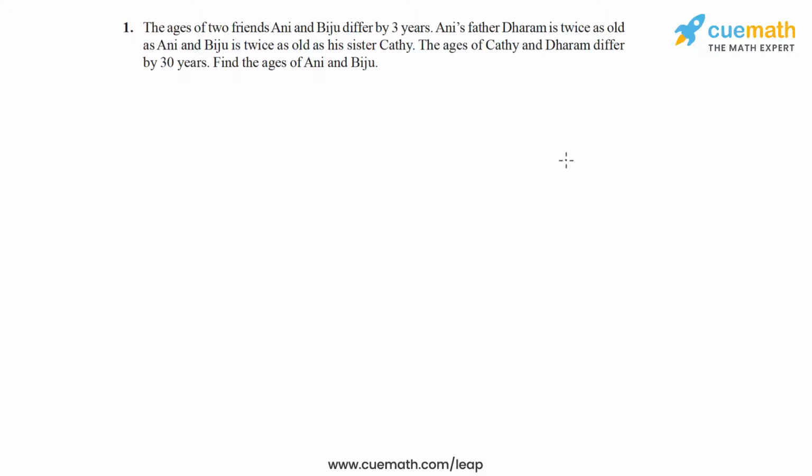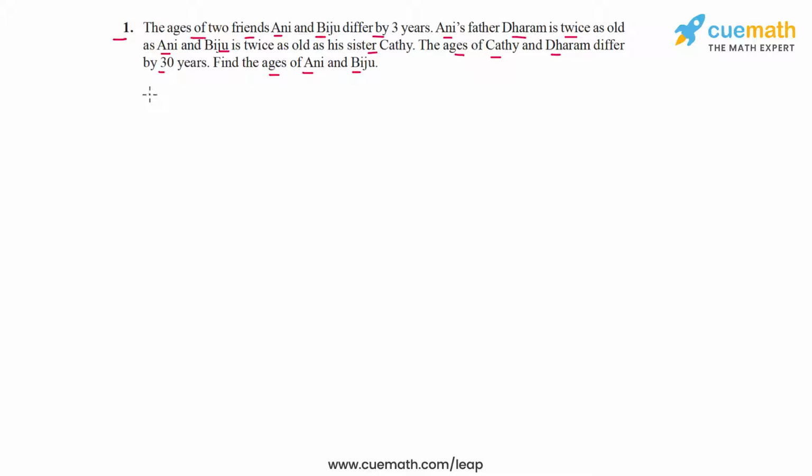In question 1 of this exercise, the problem statement says, the ages of two friends Ani and Biju differ by 3 years. Ani's father Dharam is twice as old as Ani and Biju is twice as old as his sister Kethi. The ages of Kethi and Dharam differ by 30 years. Find the ages of Ani and Biju. So the two unknowns in this question are the age of Ani and the age of Biju.